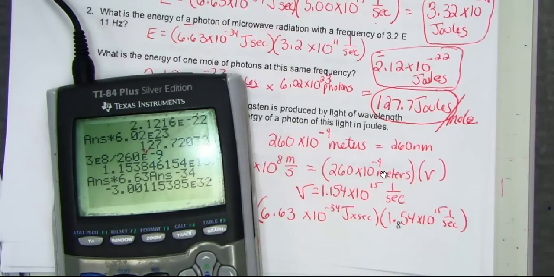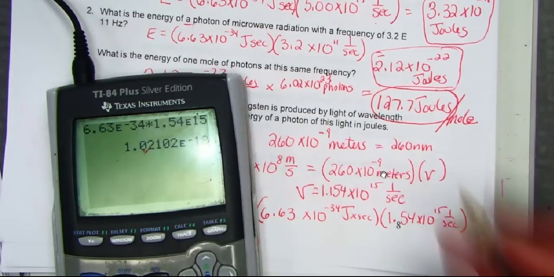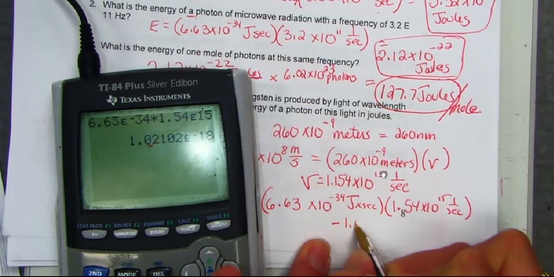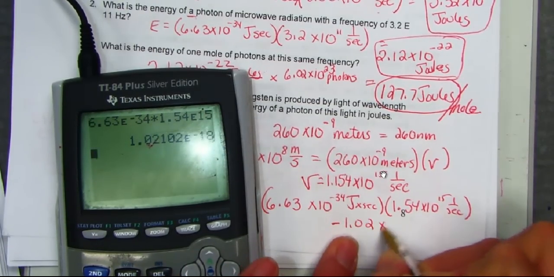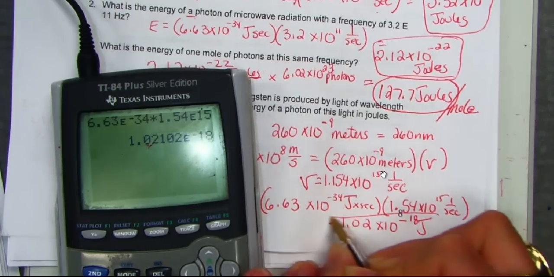what did I do wrong? Clear screen. Planck's constant, 6.63 times 10 to the negative 34 times 1.154 times 10 to the 15th power. Now I've got it. I must have hit a negative sign in an inappropriate place. Calculator error. 1.02 times 10 to the negative 18th joules of energy.